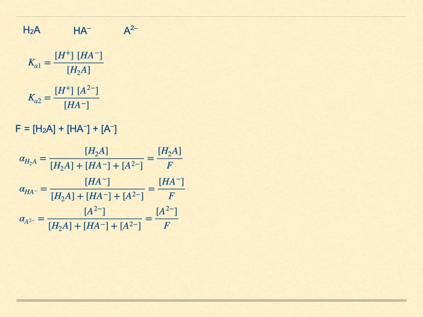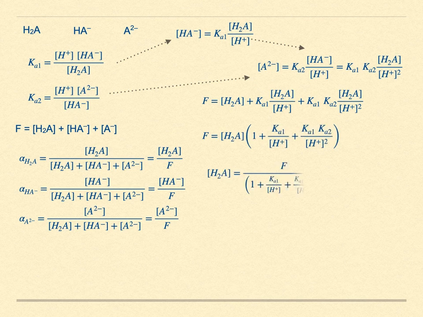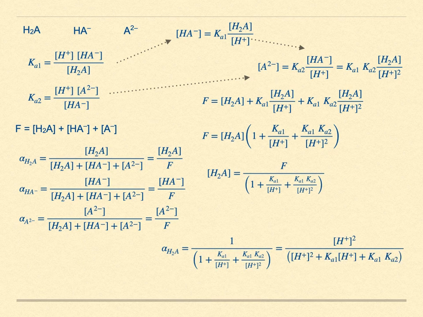Let's first look at the fraction in the form H2A. Solve the two equilibrium equations for HA- and A2-. Substitute into the mass balance. Solve for H2A and put that into the fractional composition equation. The F's cancel out. Multiply numerator and denominator by H+ squared to clear out the denominators in the denominator, and you have the final expression.